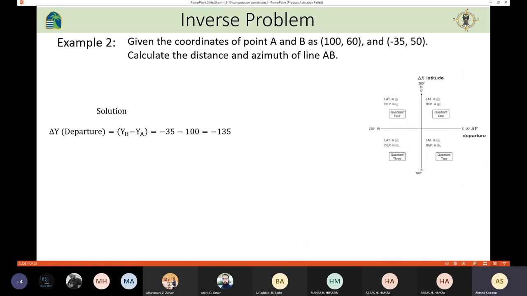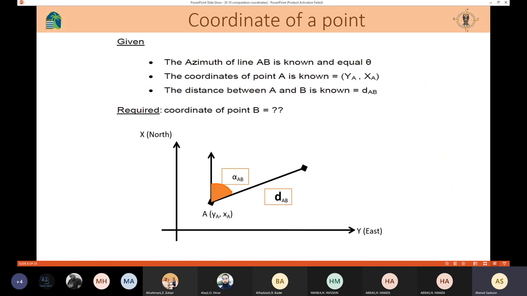So we are going to solve this similar to the first example. The main point, we need to determine the value of C. Otherwise, you will not be able to determine the value of the azimuth.